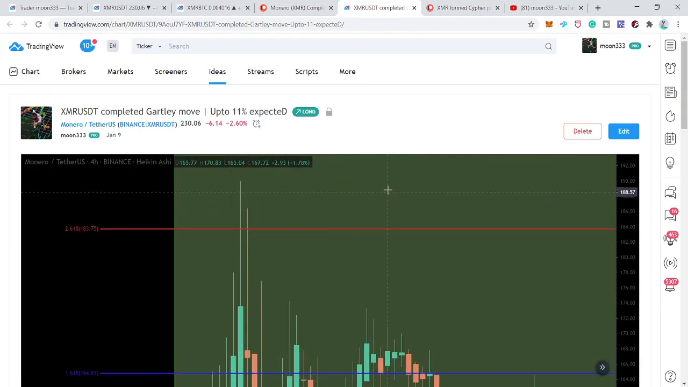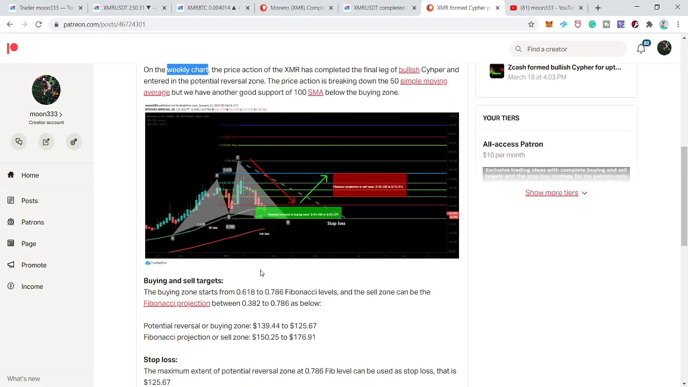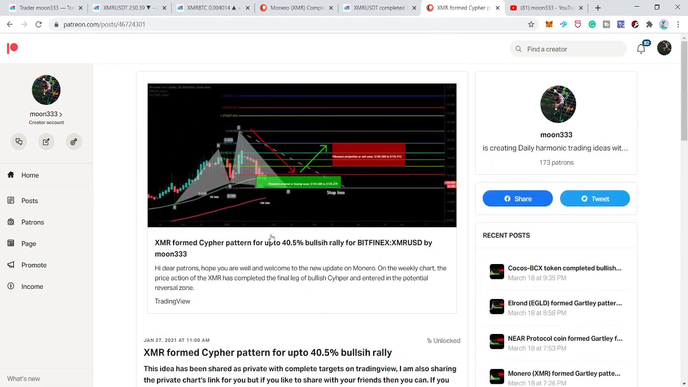That was more than 34% profit, and I shared this idea on 9th of January, and then I shared another bullish reversal harmonic cipher move at the Patreon, and this pattern was formed on the weekly time frame chart. And now I'm just going to show you how this move worked.